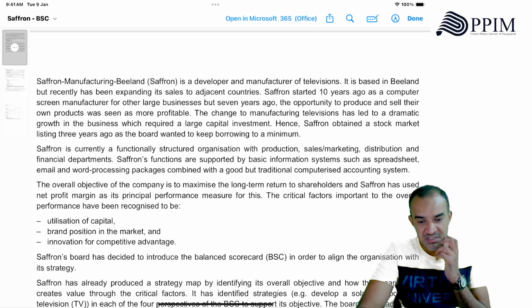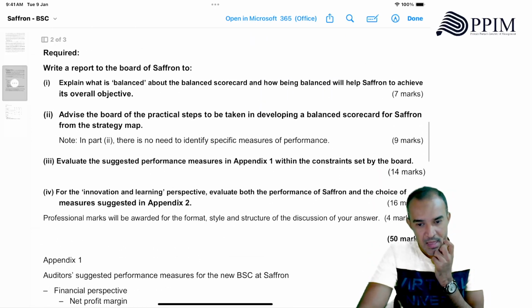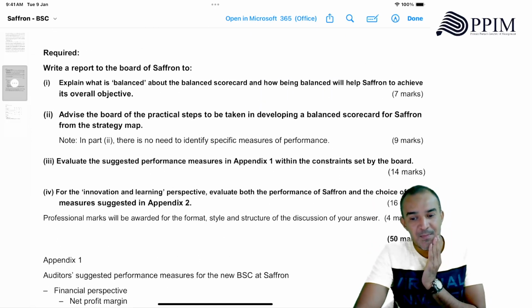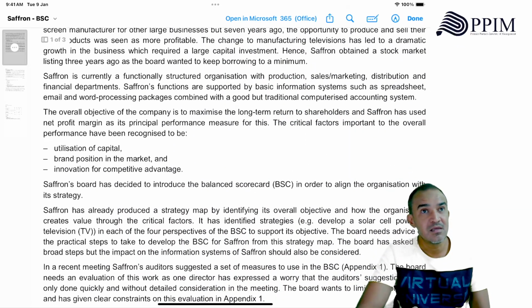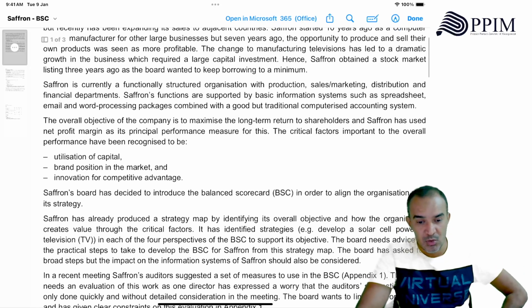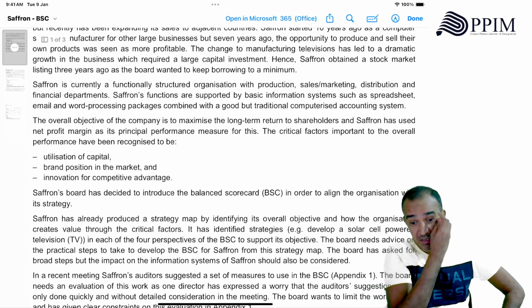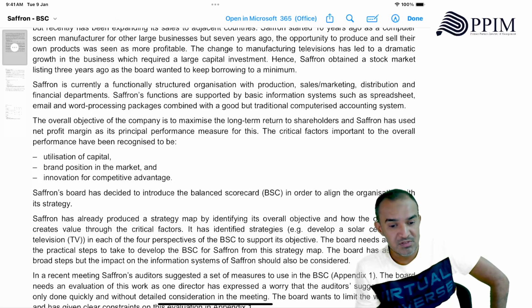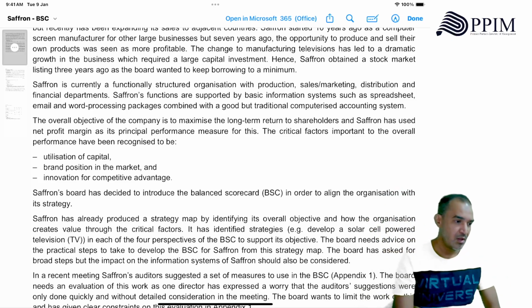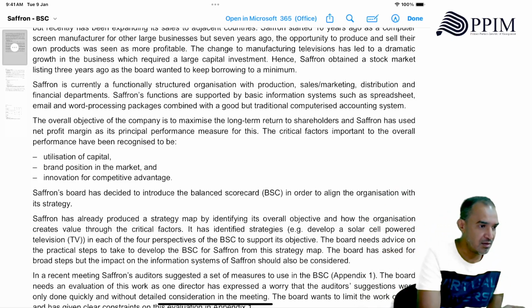And second part of the question is, how being balanced will help us to achieve its overall objective. So that is where you need to bring the mission into the picture. The overall objective of the company is to maximize what? Long-term return to shareholders, and it has used NP margin as its principal performance measure. The critical factors important to the overall performance have been recognized. Okay, take down.